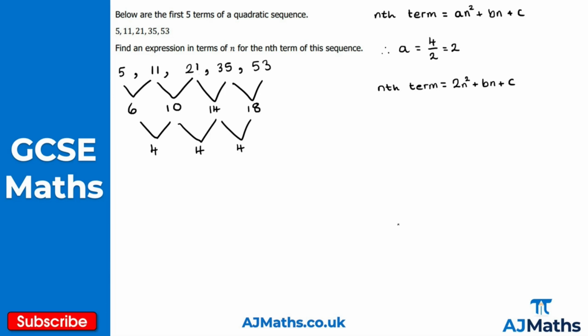Now what I'm going to do here is substitute n equals 1, n equals 2 into my nth term here. We know what the nth term will be because we know what those terms will be. So it's going to be 5 and 11 for my first 2 terms. What I can do then is form simultaneous equations.